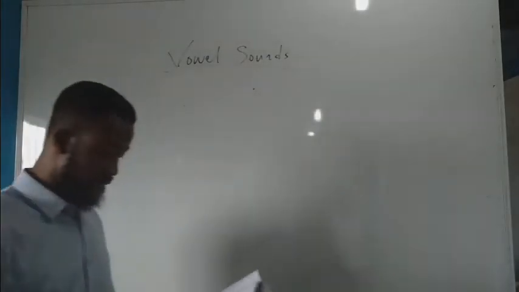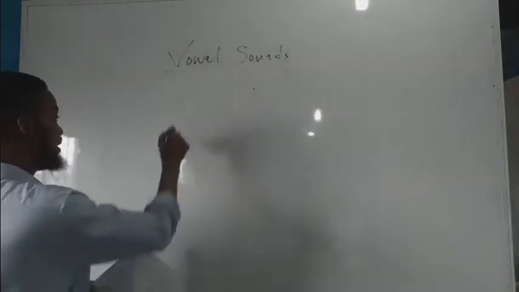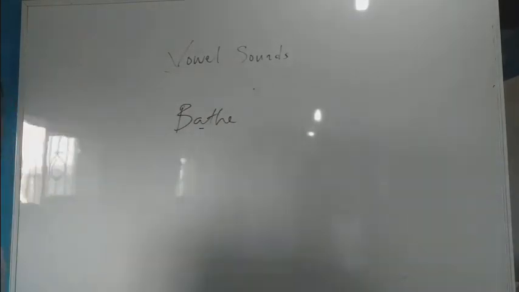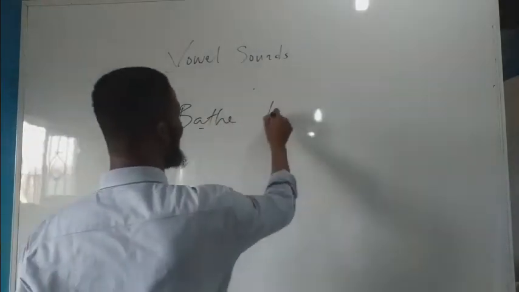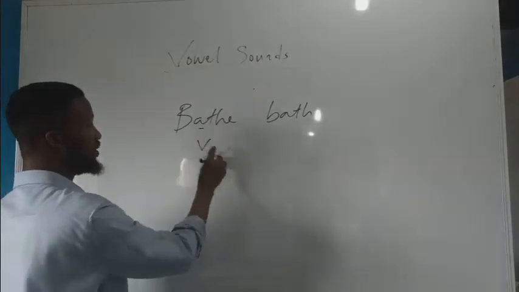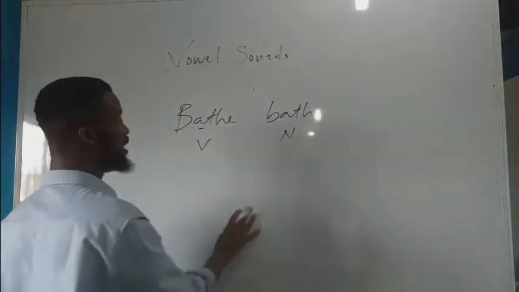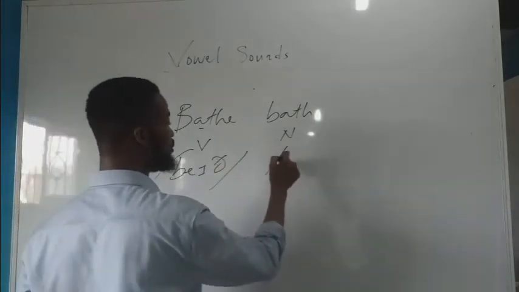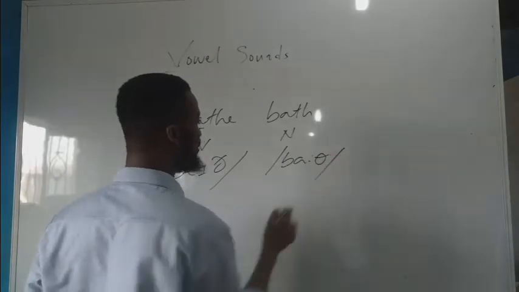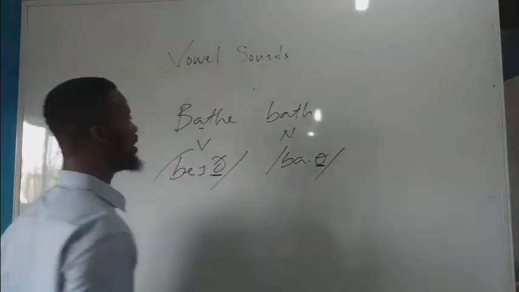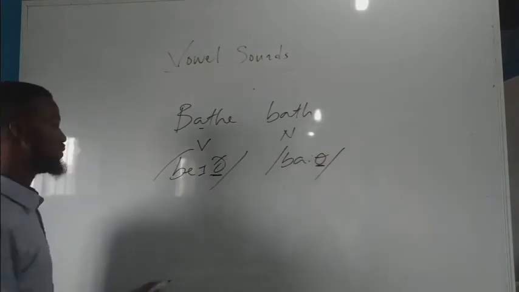Question number 3, we have the word D-A-C-H-E, and this is underlined. Before I go into the questions, I have to first make you understand the distinction between this and B-A-C-H. This is a noun, this is a verb. The one with the E is the verb, the one without the E is the noun. In terms of pronunciation, this is called bathe, and this one is called bath. So they are different in terms of pronunciation.